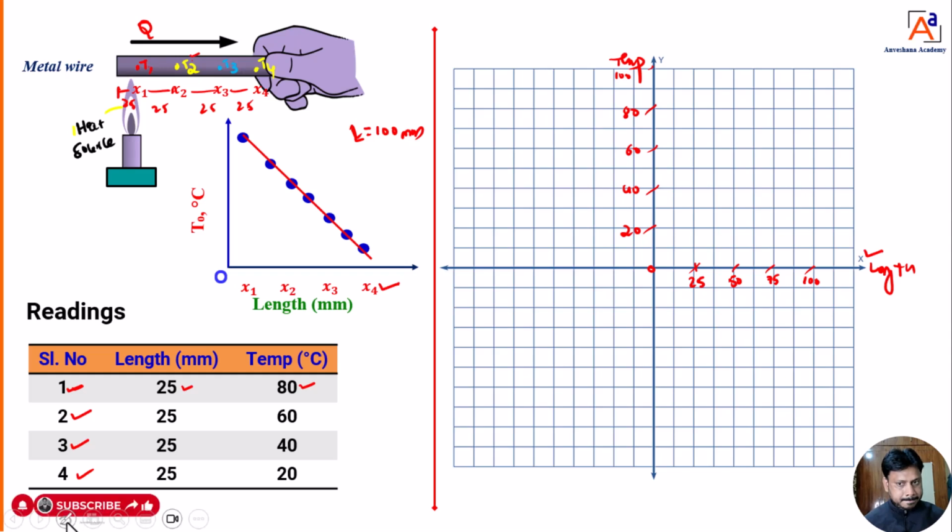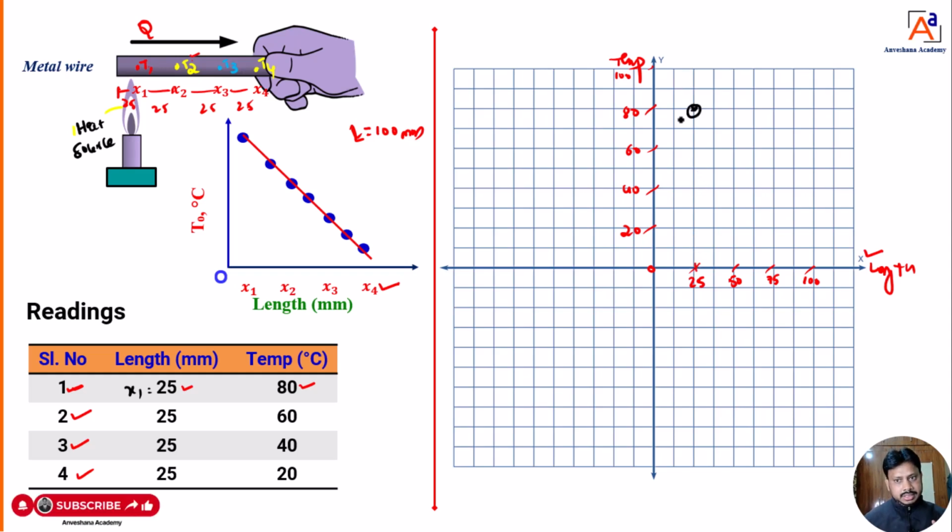Okay, so now at x equal to 25, what is the temperature? That is 80 degrees Celsius at x1. This is the first reading, right? I can call it x1. At x1 is equal to 25, that is the starting point. What is the temperature? That is 80 degrees Celsius.